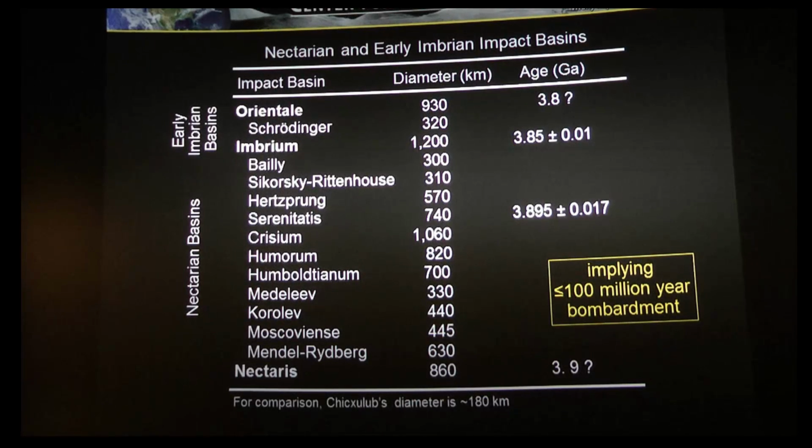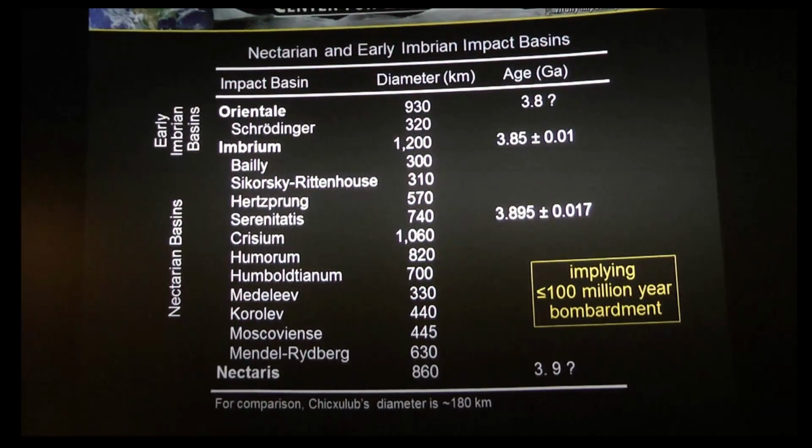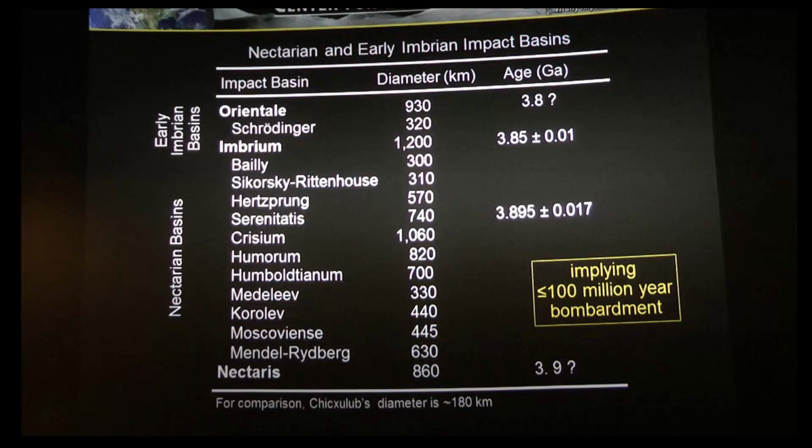Okay, but you can see we only have two ages that we're comfortable with, a couple of question marks, and nothing about these ages in between. And moreover, this is only 1/3 of the impact basins that were produced on the lunar surface. We have absolutely no information on the ages of the other 2/3 of the basin-forming impact events.